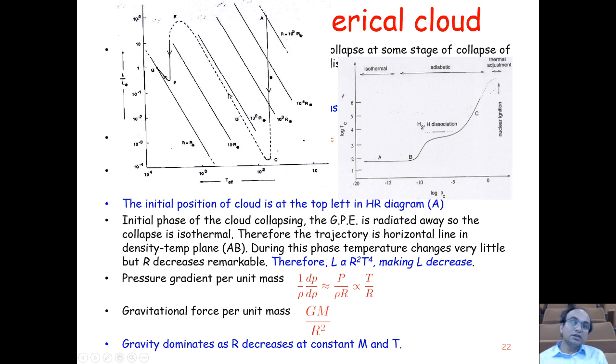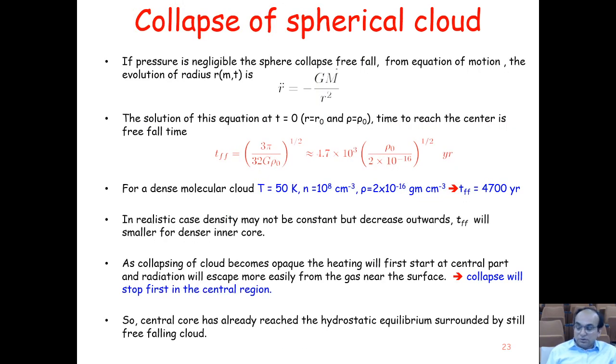So the gravity dominates as R decreases, and R decreases at constant M and T. If the pressure is negligible, initially you can assume the pressure is negligible because it is a free fall and energy is radiated away during the free fall of the collapse. From the equation of motion, R double dot is equal to GM upon R square, that you know.